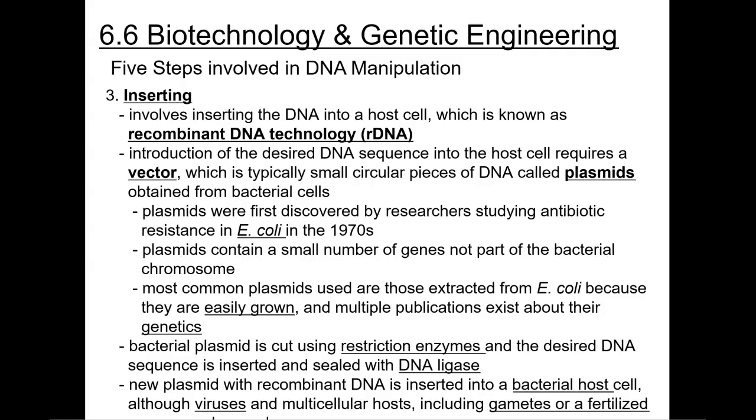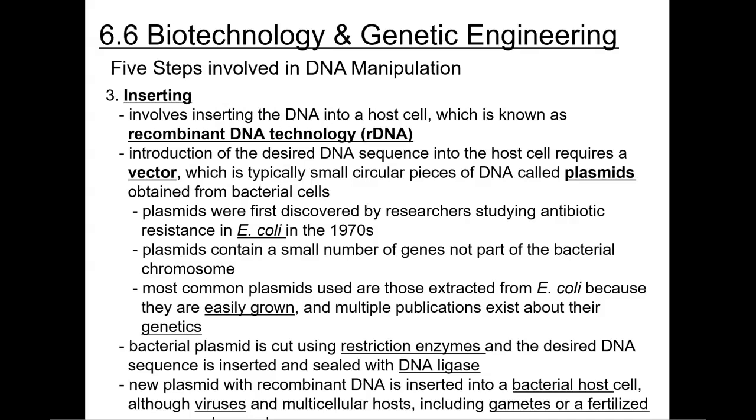from E. coli because they're easily grown and multiple publications exist about their genetics. So we can go in, we find out multiple things about them. And with an E. coli cell, it's going to divide about every 20 minutes. So it goes from 1 to 2, 2 to 4, and so forth.